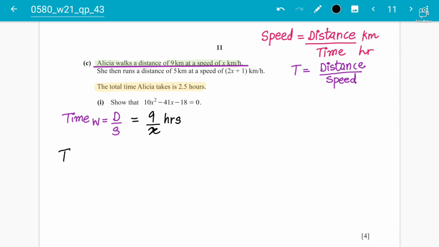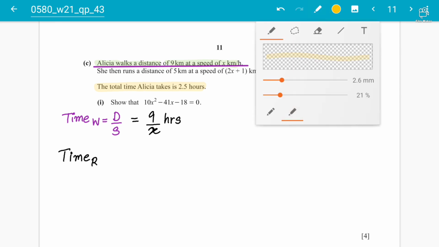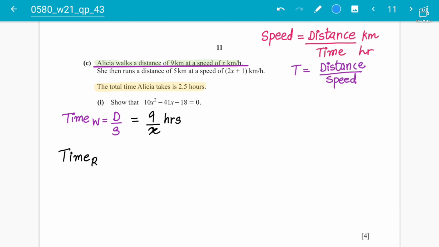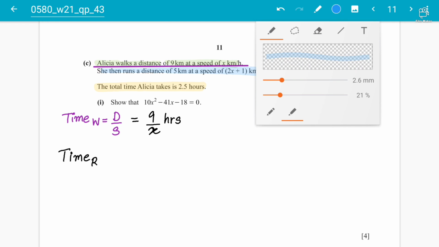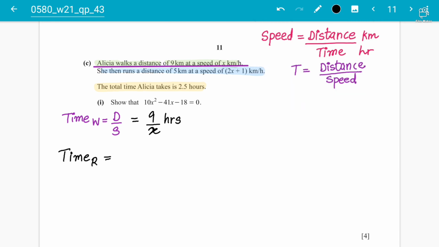And then they are also asking you the time for running. She then runs a distance of 5 kilometers at this speed. So the time in hours for the running will be the distance, 5 kilometers, over the speed, that is 2x plus 1 kilometers per hour. So this will be 5 over 2x plus 1 hours. This is the time for the running that Alicia will take.